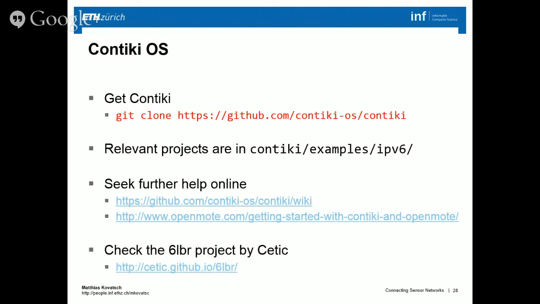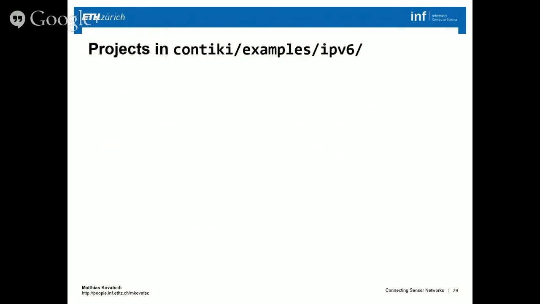Another nice thing you could check out is the 6LBR project by CETIC. So this is kind of an out-of-the-box Contiki OS border router that you can deploy, for instance, on the Raspberry Pi. And they even have their own hardware, so a small shield that you can put on the Raspberry Pi to have this 15.4 radio directly on the mote. So this could also be interesting if you want to connect your sensor network.